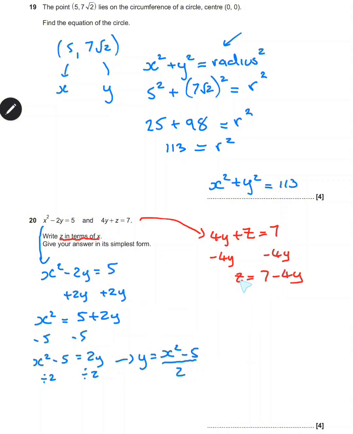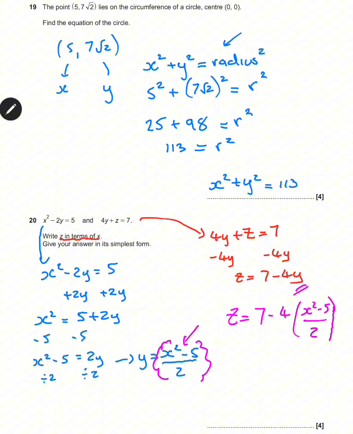What I did here is make y the subject. Over on this equation, I made z the subject. What I'm going to do now is replace this y with all of this expression. Because y is that, I can swap this y for it. So what we're left with is z equals 7 take away 4 lots of, not 4y, 4 lots of this. 4 lots of x squared minus 5 over 2. I'll make that bracket a single giant bracket. And that is complete, that is finished.